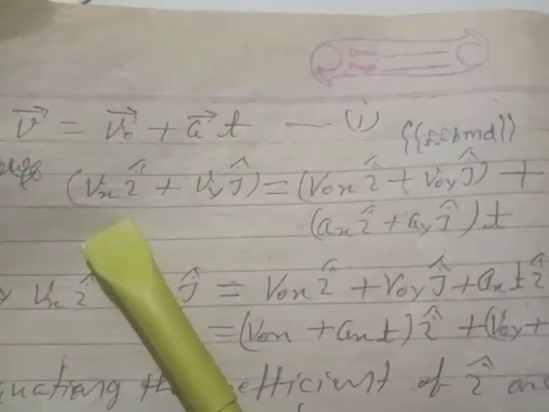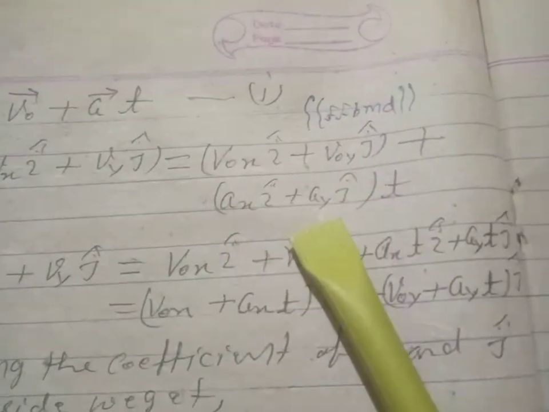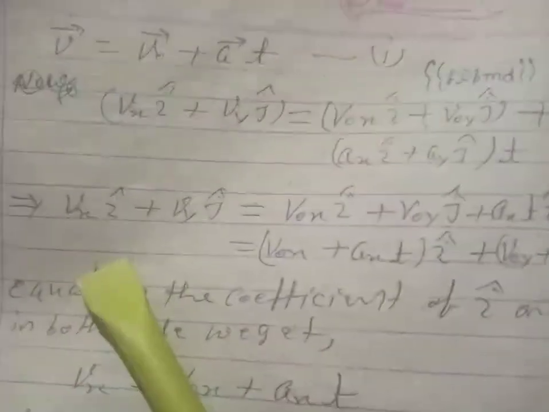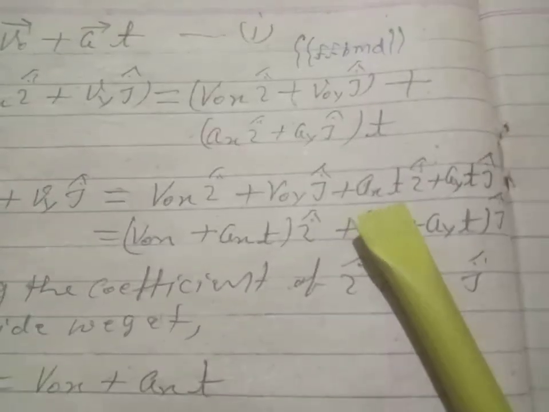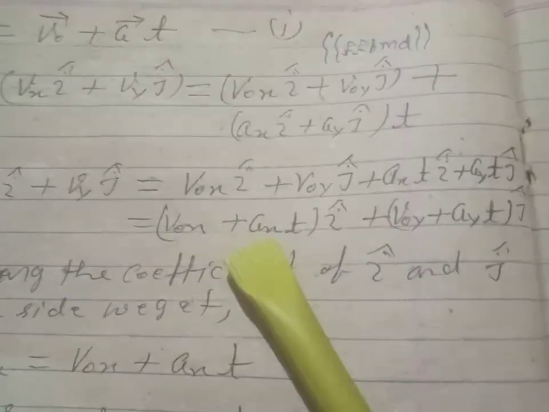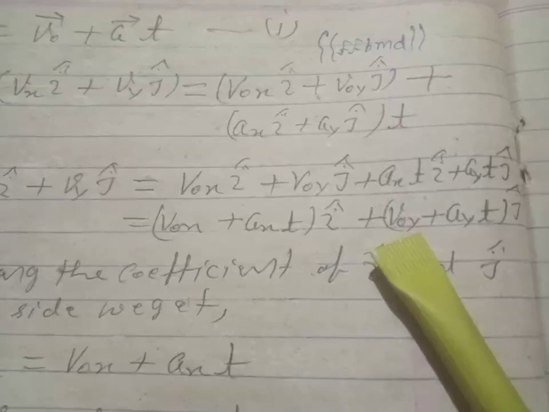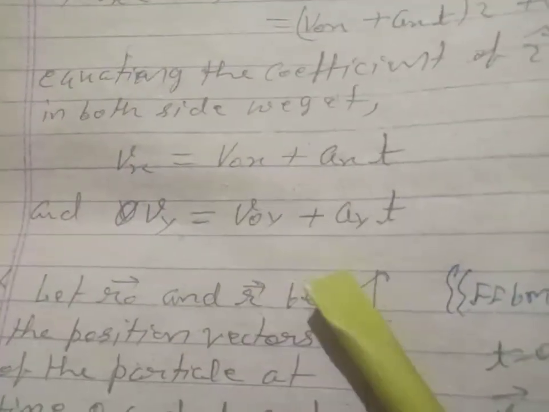In component form, this can be written as vx i cap plus vy j cap equals v naught x i cap plus v naught y j cap plus (ax i cap plus ay j cap) into t, or equals (v naught x plus ax t) i cap plus (v naught y plus ay t) j cap. Equating the coefficients of i and j on both sides, we get vx equals v naught x plus ax into t and vy equals v naught y plus ay into t.